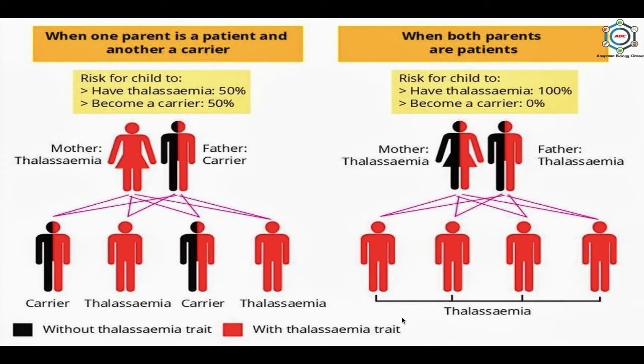When one parent is a patient, that means thalassemic, and the other is a carrier, the risk for the child to have thalassemia is 50% and to become a carrier 50%. While when both parents are patients, that means both are thalassemic, the risk for the child to have thalassemia is 100% and to become a carrier 0%. So these are all the cases of the thalassemic trait and formation of the F1 generation offspring.